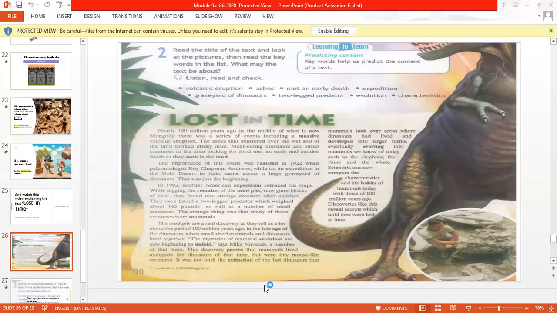Scientists can now compare the characteristics and life habits of mammals today with those of 100 million years ago. Sure, grade 6, the characteristics of the mammals millions of years ago completely change from the mammals nowadays. Discoveries like this reveal, and I said reveal secrets, it means to say something that wasn't known, reveal secrets which until now were lost in time. Till now, grade 6, the paleontologists can discover the secrets of the mammals or the animals that lived millions of years ago.